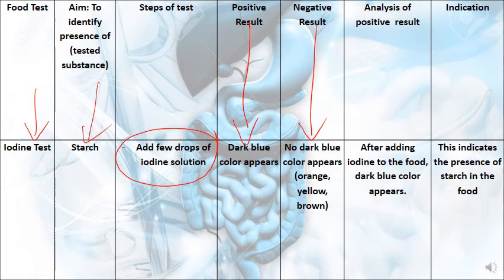So analysis, after adding iodine to the food, dark blue color appears. This is the analysis of the positive only. So this indicates the presence of starch in the food. While if we add iodine and the result is negative, so after adding iodine to the food, no dark blue color appears. This indicates the absence of starch in the food. So here, analysis of the positive result: after adding iodine to the food, dark blue color appears, indicating the presence of starch.